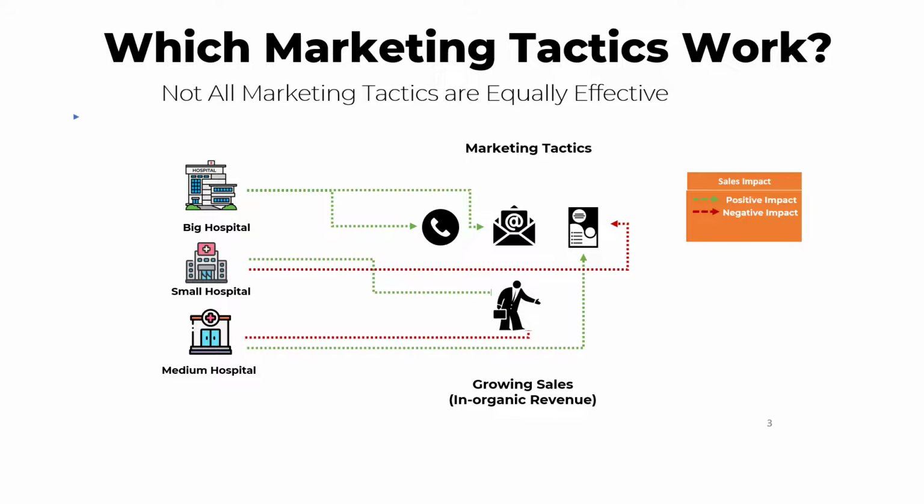As you can see here, maybe a big hospital might benefit from using an email and phone strategy. Maybe a small hospital may be better off with a direct sales visit. And maybe a medium hospital is going to be better off just using flyers. So we're going to use Python to figure that out.